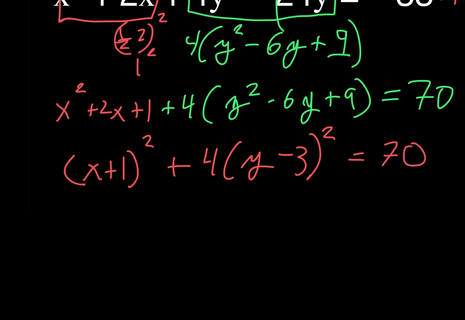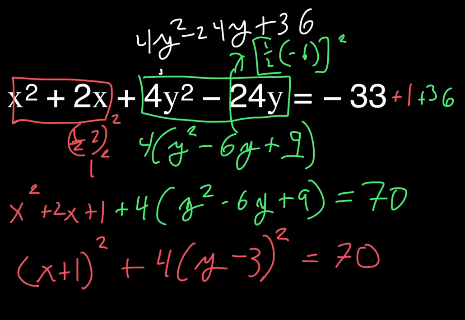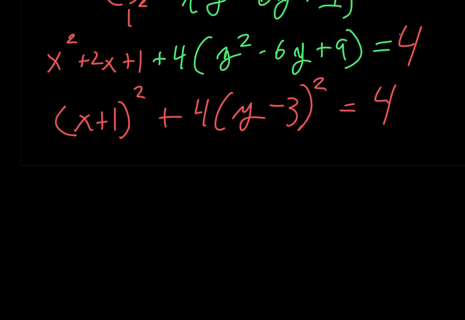I am almost to what it would look like for standard form. All right, as someone just pointed out, this was a negative 33. So negative 33 plus 1 plus 36. I accidentally did positive 33. So this is not 70. It should be, what number? Positive 4. So now, again, I'm almost done.